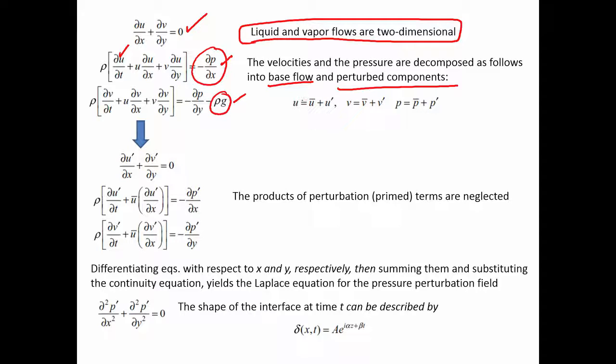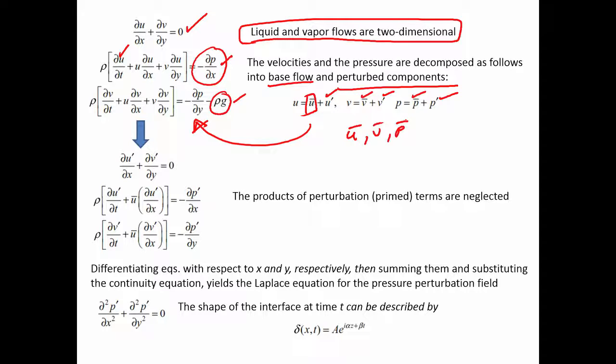So what happens is that you have a U bar, which is a mean or what is called the base flow, and then there is a perturbation component. V is given by V bar and a perturbation component, P is given by P bar and a perturbation component. So everywhere there is that perturbation component. You substitute all of these things in this set of equations, and you recall that your U bar, V bar and P bar all satisfied the Navier-Stokes and the continuity equations.